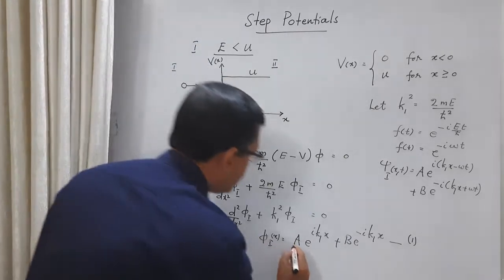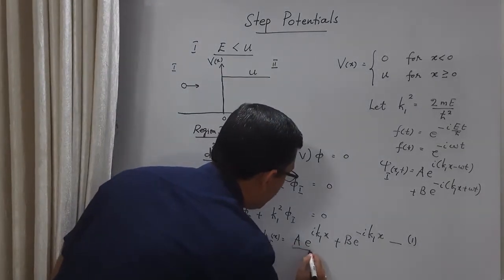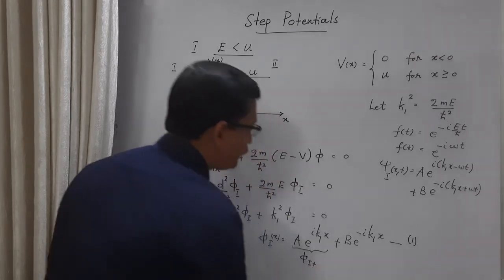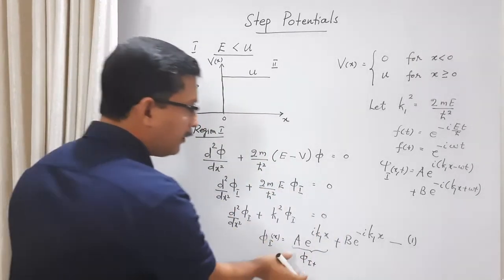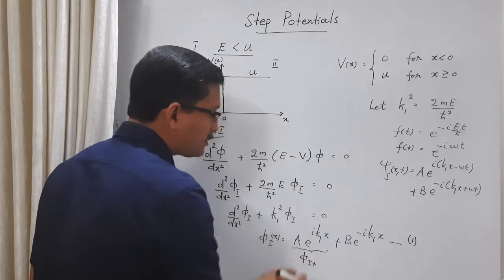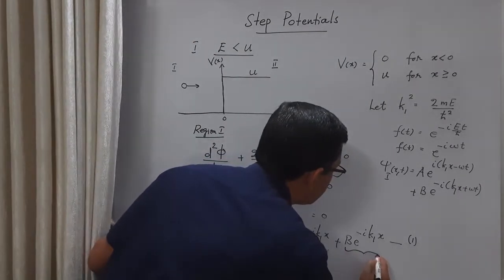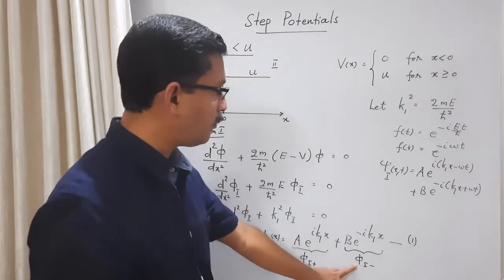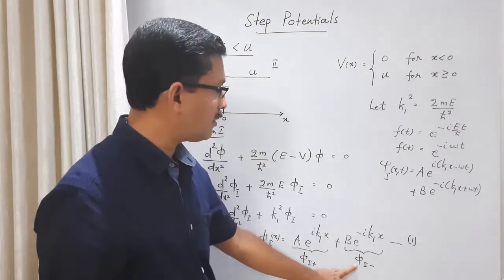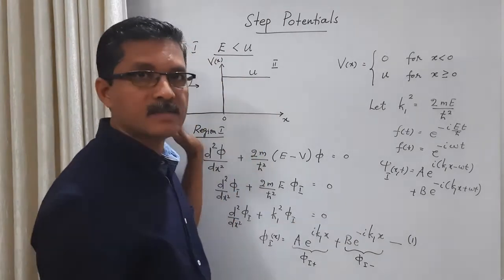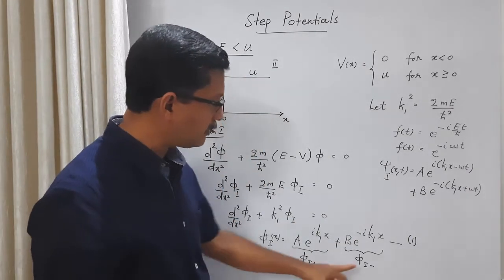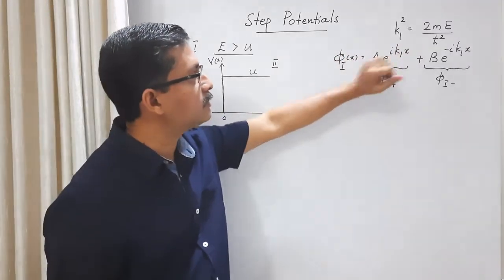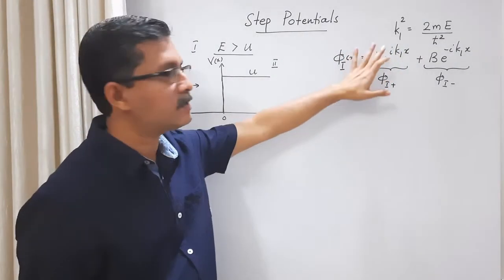We can look at this and label them. I will label this as phi 1 plus, indicating that it's a wave in region 1 traveling in the plus x direction, and this is phi 1 minus, the wave function in region 1 traveling in the minus x direction. So this is the incident wave and this is the reflected wave. These are the essential results that we have obtained from the wave function in region 1.